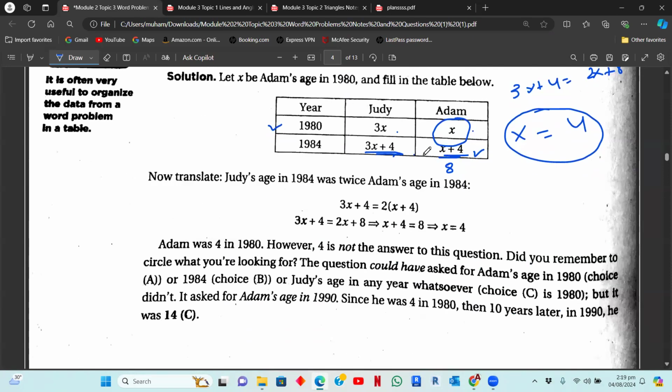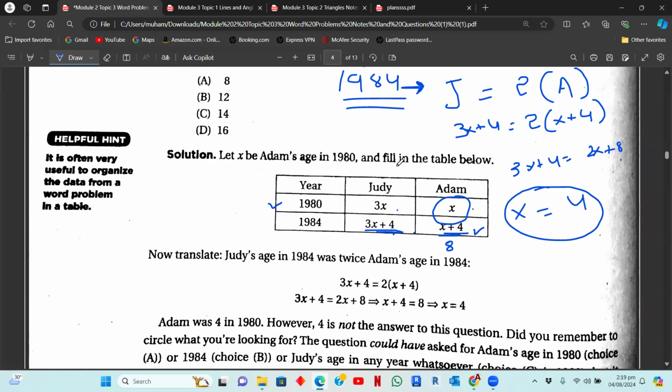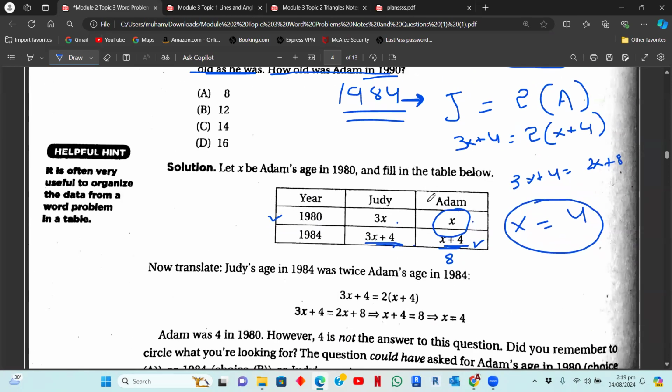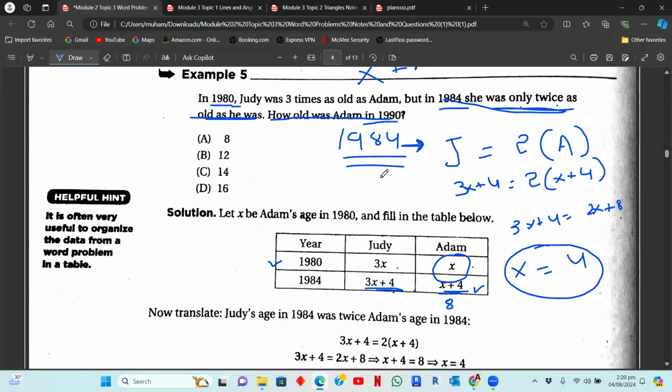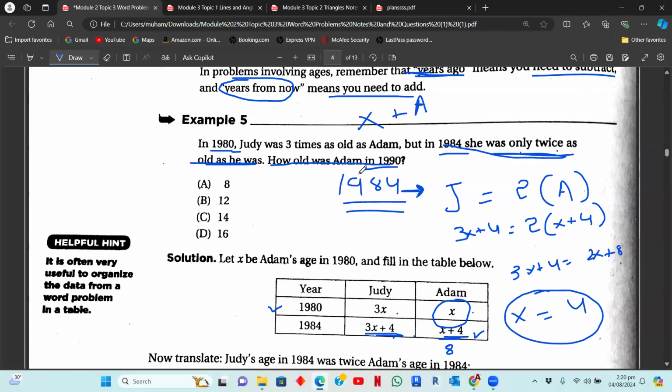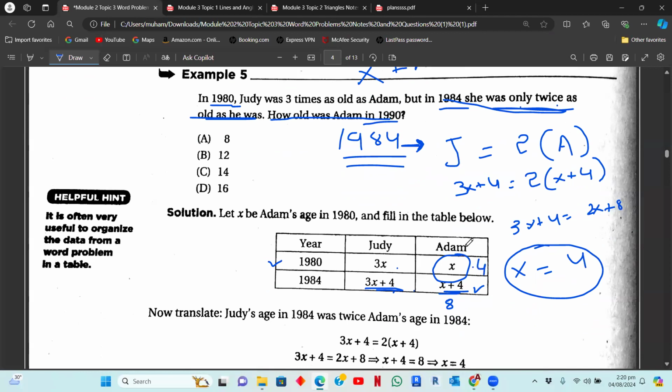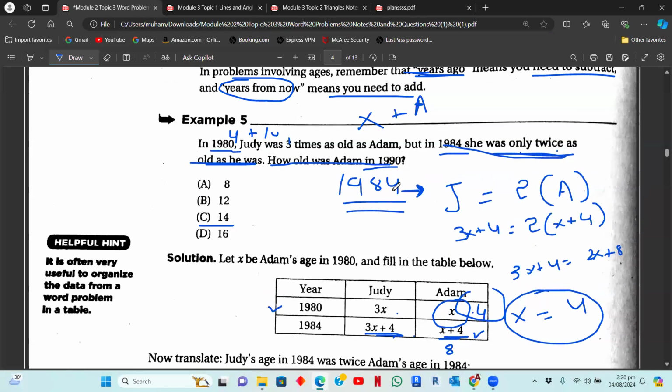Wait, one second. No, sorry, the value of x is 4, so Adam was 4 years old in 1980. So you're going to add 10 to it, 14 years in 1990. That's the answer. You see, we had to figure out one of the ages. Either we could have figured out the age in 1984 or 1980 and just added the number of years to get 1990. But for that, it was important for us to have a value for x.